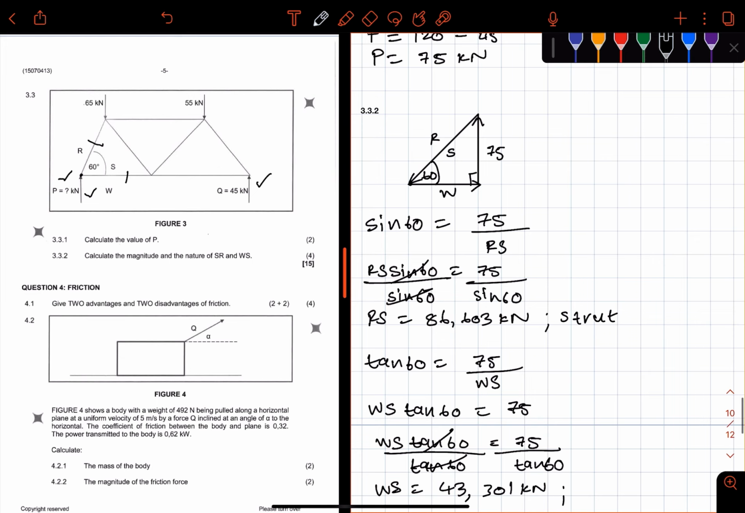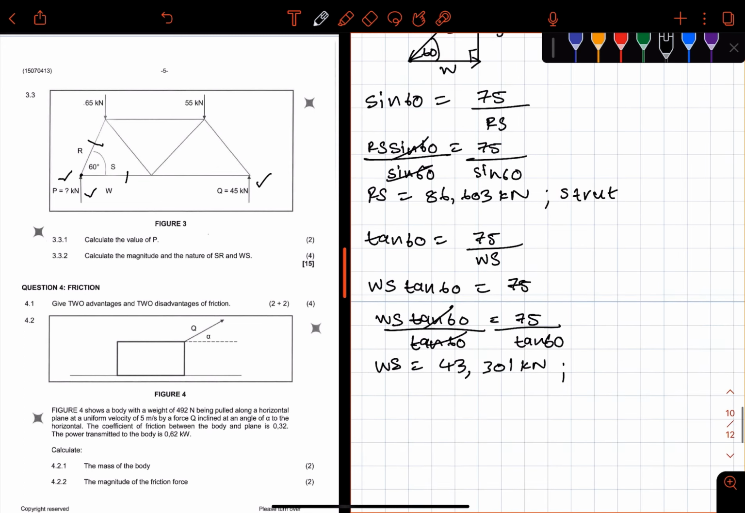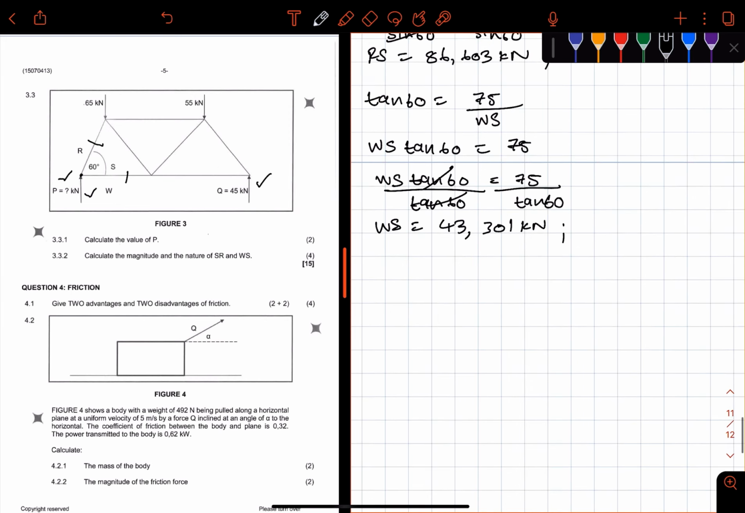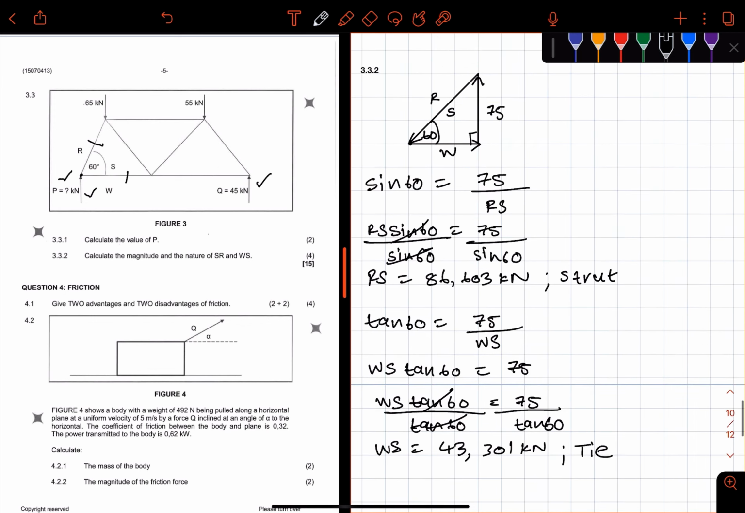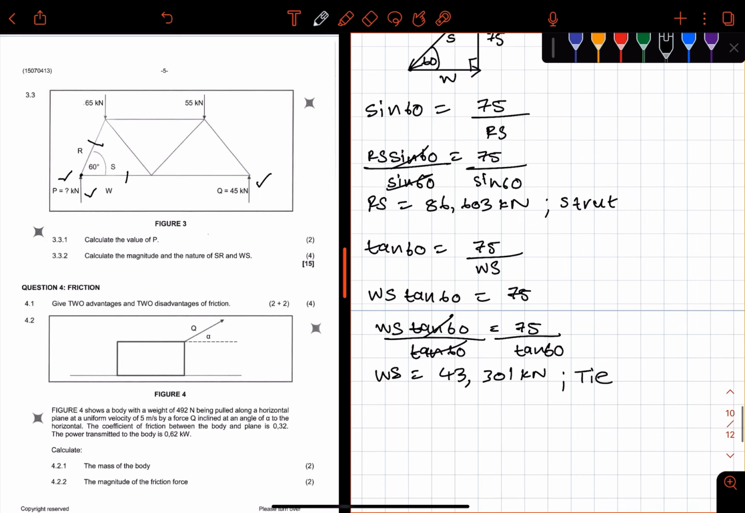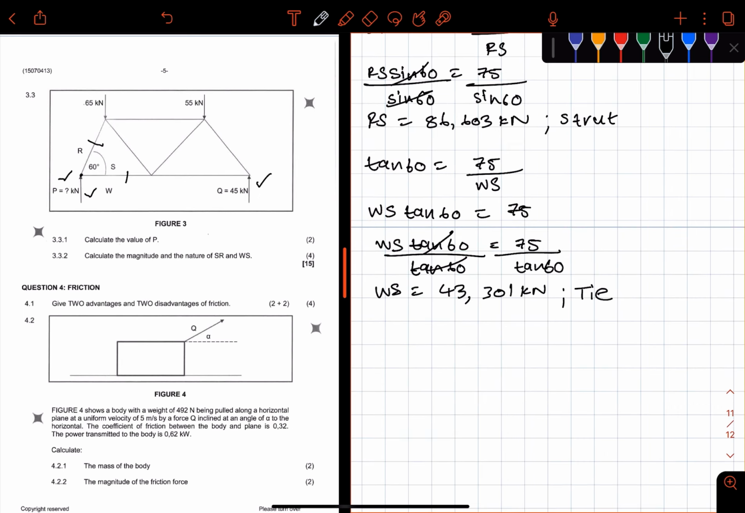As far as the nature of the force, again you go back to the triangle of forces that we completed using the triangle law. Member WS is going away from the joint, and forces going away from the joint are taken as tensile, hence we call them ties. So this is a tie, because it is tensile in nature. And there you go. That was 4 marks. Easy 4 marks.